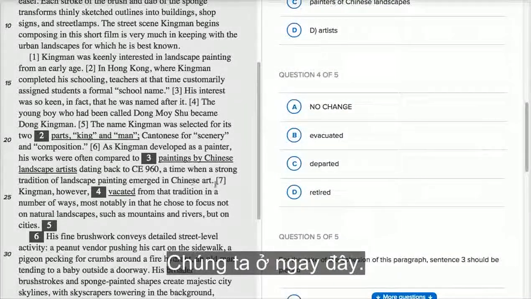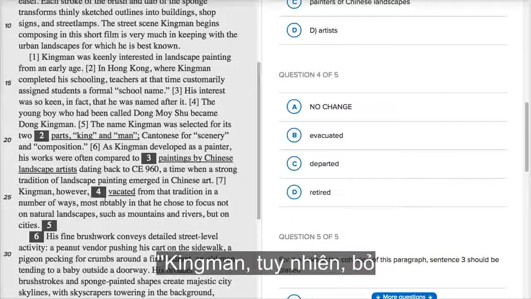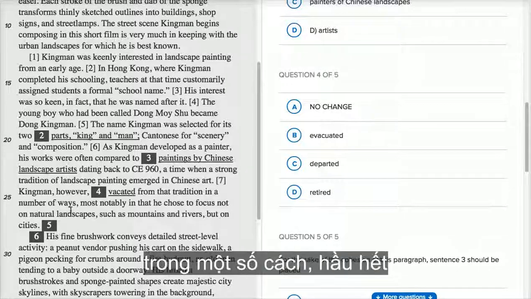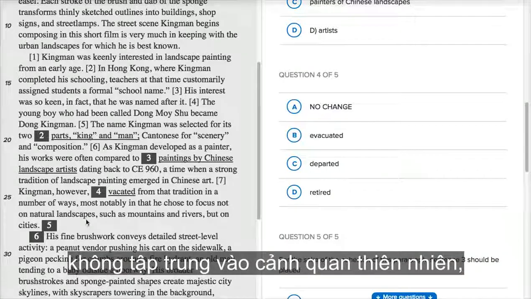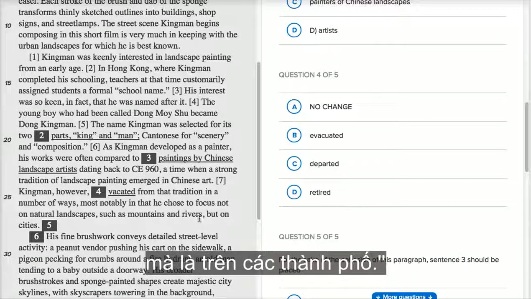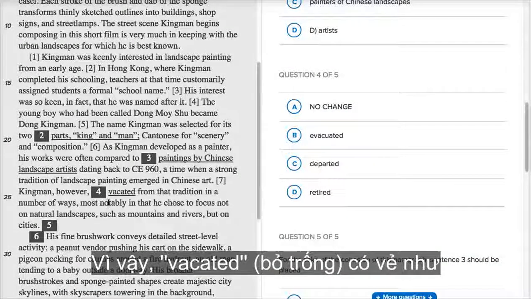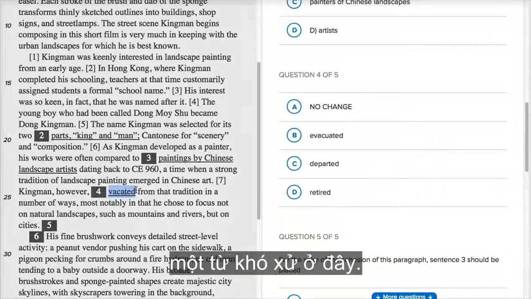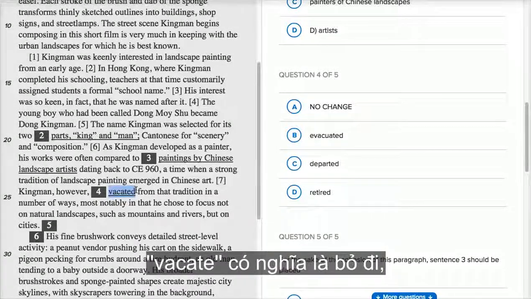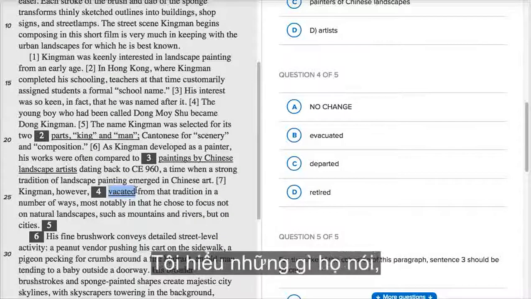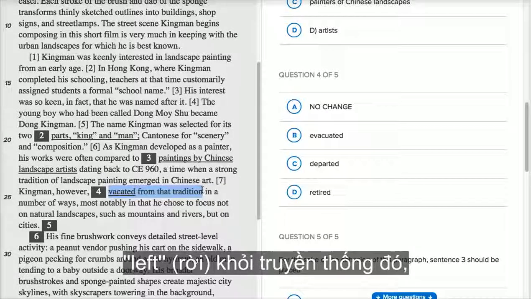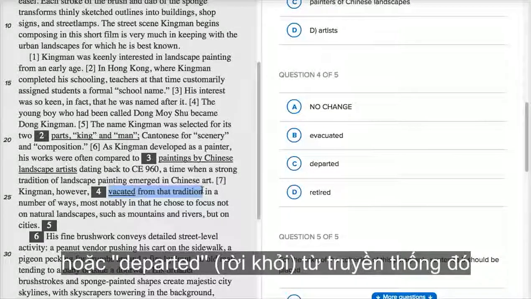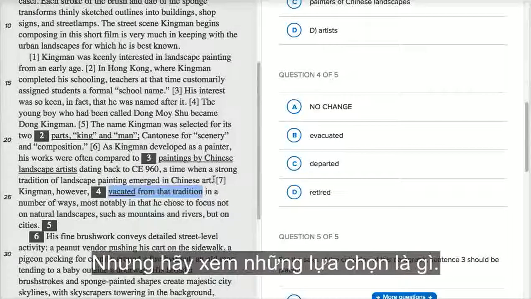So we are right here. Kingman, however, vacated from that tradition in a number of ways, most notably in that he chose to focus not on natural landscapes, such as mountains and rivers, but on cities. So vacated seems like a bit of an awkward word here. I mean, to vacate means to leave. So I guess, I kind of get what they're saying, but it feels like left from that tradition or departed from that tradition might make more sense. But let's see what the choices are.